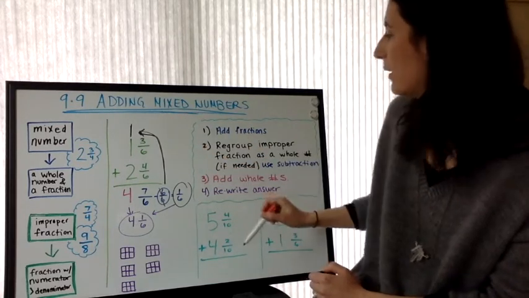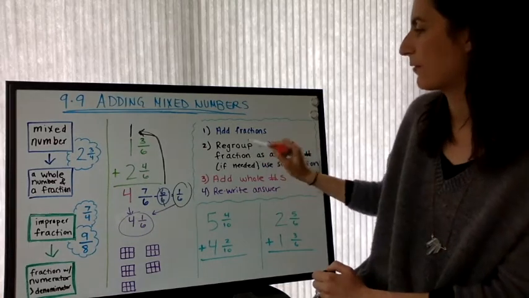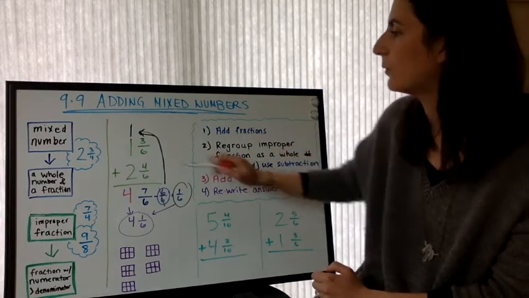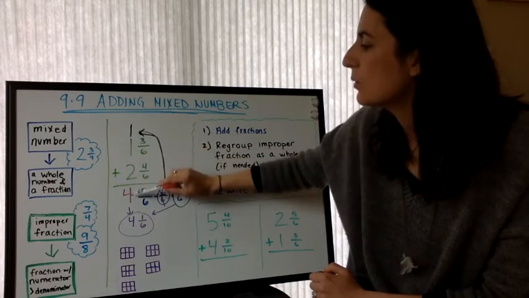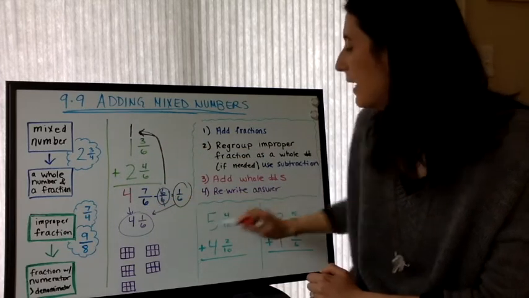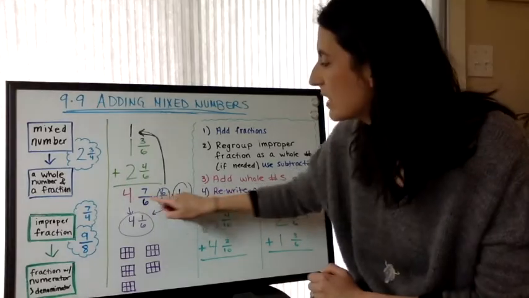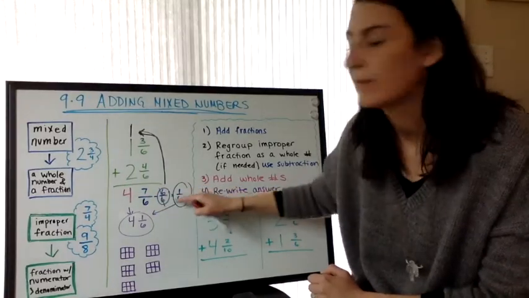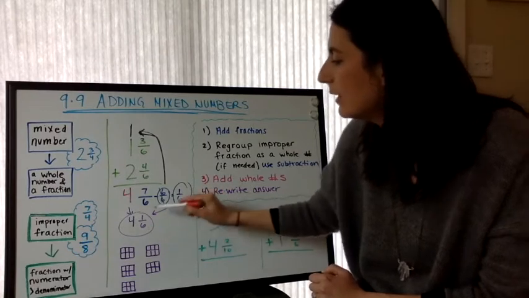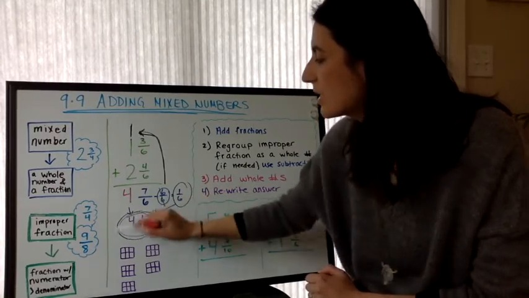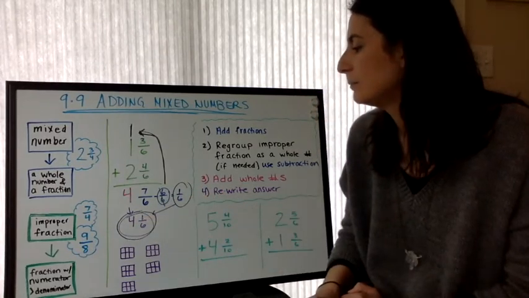Now I'm ready to add my whole numbers. I regrouped my improper fractions, so I'm on my next step, add whole numbers. 1 plus 1 is 2, 2 plus 2 is 4. So my last step is rewriting my answer because this is very confusing looking. So I'm just going to bring my 4 down and I'm going to bring my 1/6 down, and I'm going to show you that my answer is 4 1/6.